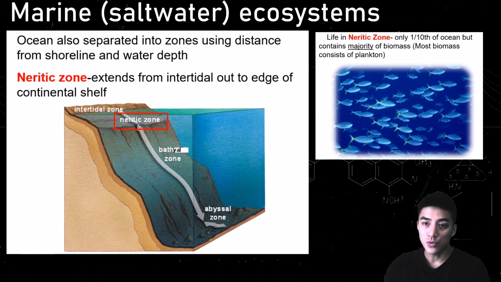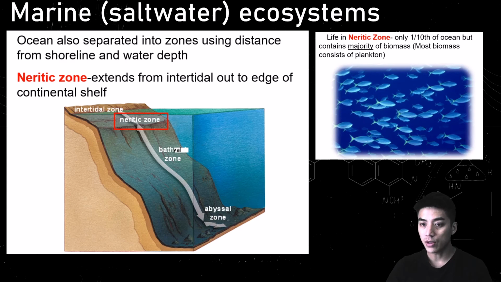Let's now discuss marine and saltwater ecosystems. So the ocean can be separated into 4 different zones depending on the distance and the depth. So there are 4 zones. You have your intertidal zone, Neritic zone, bathyal zone, and abyssal zone. And it really just describes their depth and their distance.